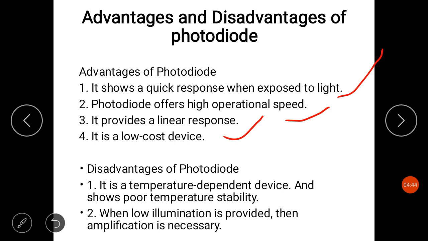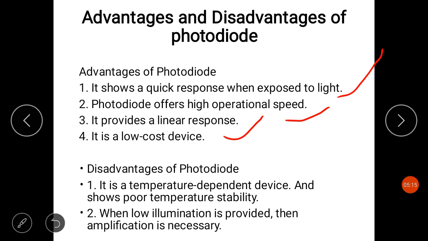Now, moving on to the disadvantages of photodiode, it is a temperature dependent device and it has poor temperature stability. Obviously, if the photodiode gets energy from the temperature, then also electron hole pairs will get generated and the reverse saturation current will increase. So this photodiode is a temperature sensitive device and it shows poor temperature stability.